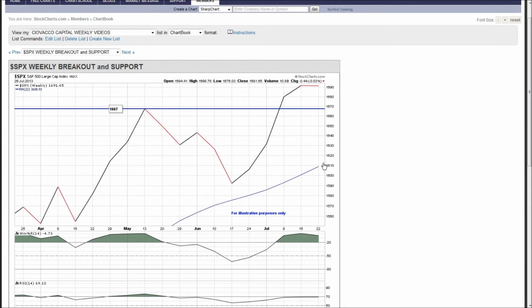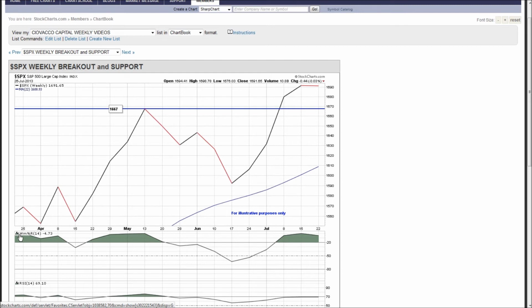Weekly S&P 500 update to the chart we showed last week. We had a bullish breakout here in early July above 1667. As long as the S&P 500 holds above 1667, especially on a weekly closing basis, it's easy to remain bullish. A weekly close below 1667 would raise a yellow flag.